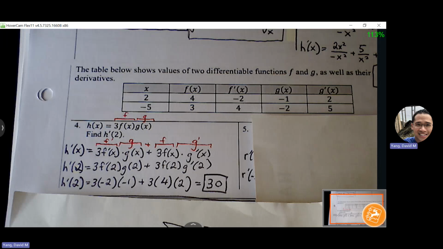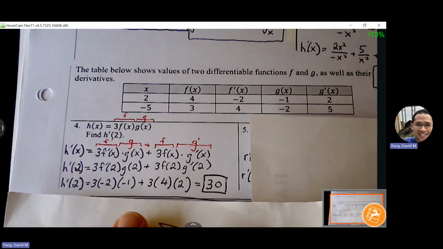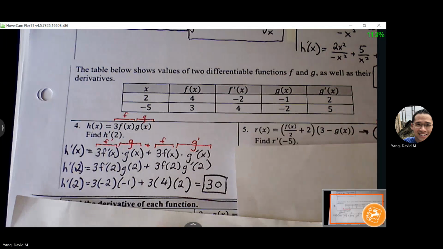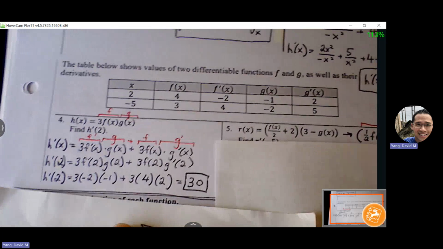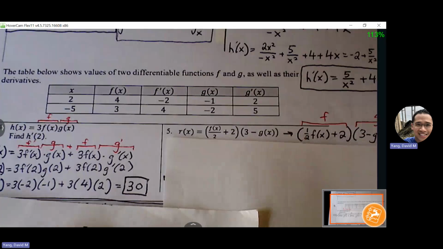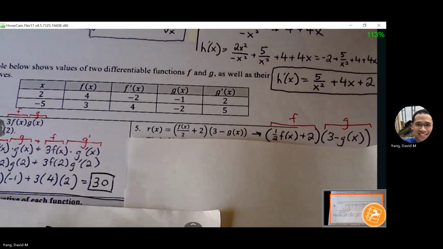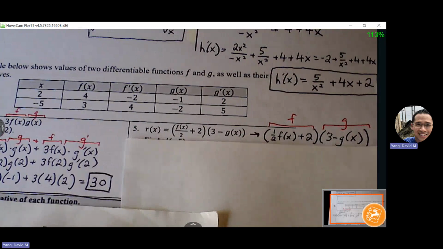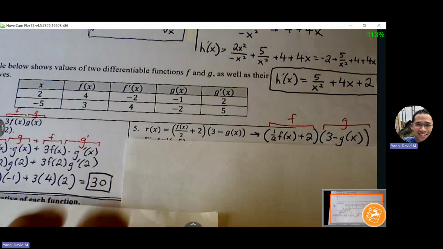Okay. Questions with 4? Now take a look at number 5. Number 5, there is a mix between function notation and numeric values. So we may have to take each derivative appropriately.